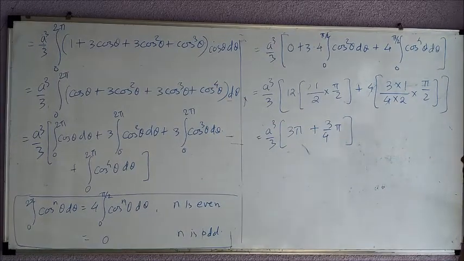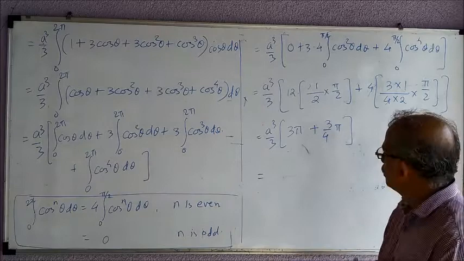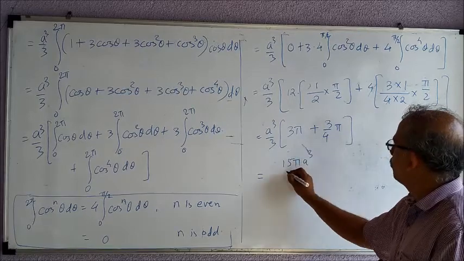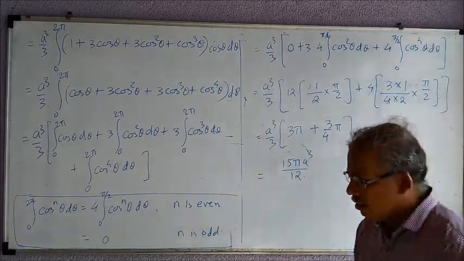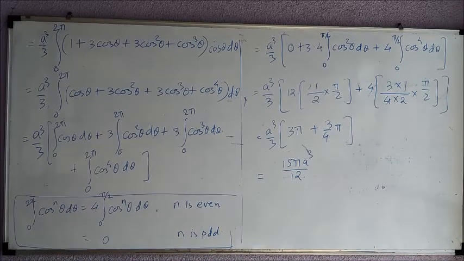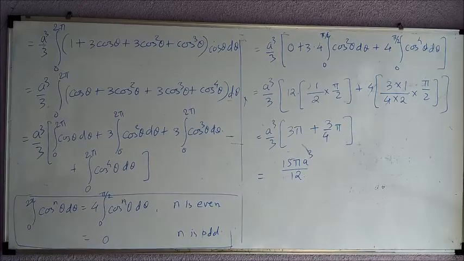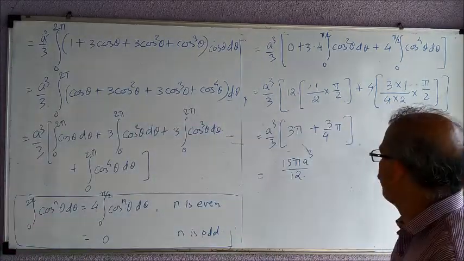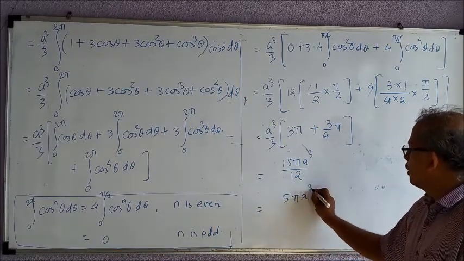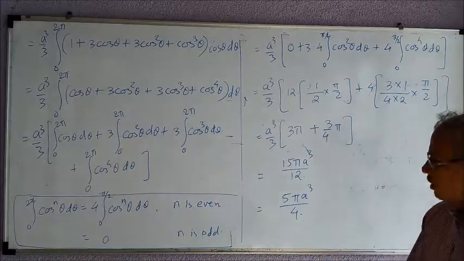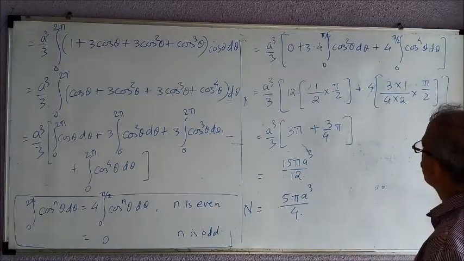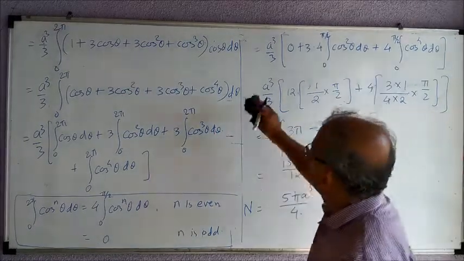So what we will have is 15 pi a cube by 12, or you can write this as 5 pi a cube by 4. This is the numerator that we have obtained. Similarly, now we will find out the denominator.